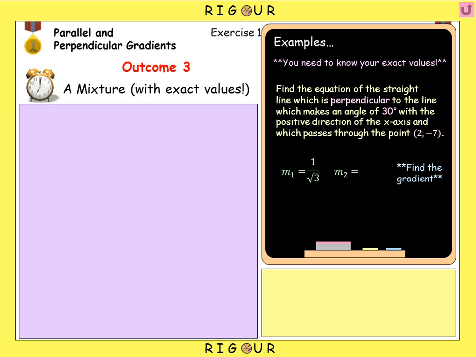Because it's perpendicular, to get our second gradient, we turn the 1 over root 3 upside down and change the sign. So that's going to give us minus root 3 over 1, but an easier way of writing that is minus root 3. And we use the perpendicular gradient minus root 3 and the point 2, minus 7, and we substitute into y minus b, and that gives us y plus 7, double negative there, watch out, equals minus root 3 bracket x minus 2. And we can leave it like that.